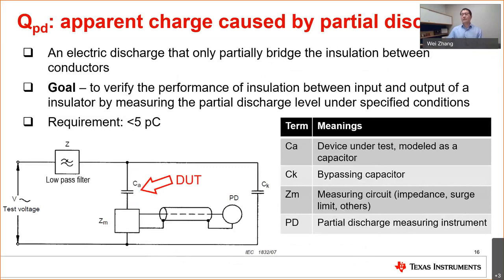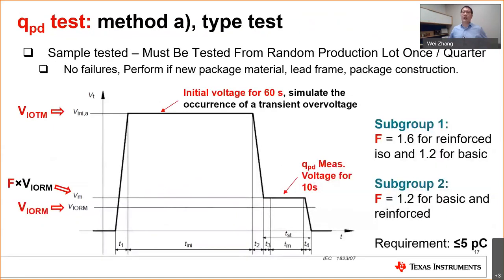Partial discharge is used majorly starting from the optocoupler. And the goal is to verify the performance of the insulation between input and output through the material, the mold compound, by measuring the partial discharge level under specified conditions. And you can see here I show an equipment setup. The DUT is your device under test. You have a bypassing capacitor, a partial discharge monitoring impedance ZM, and also some filter. The requirement, under all the following tests that I'm going to introduce, is that it has to be less than 5 picocoulombs.